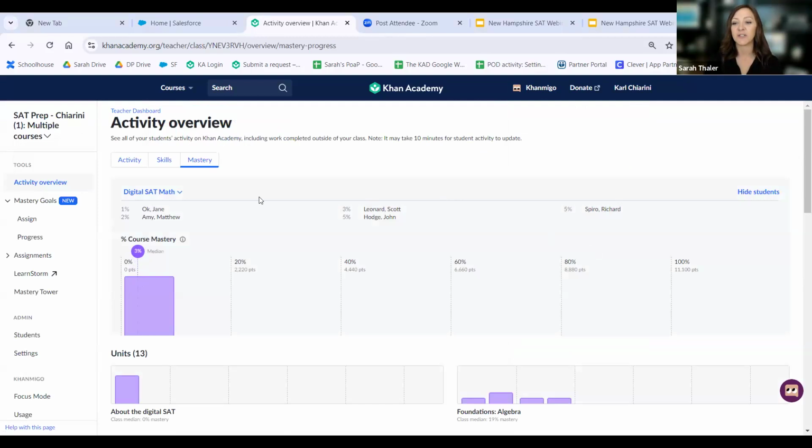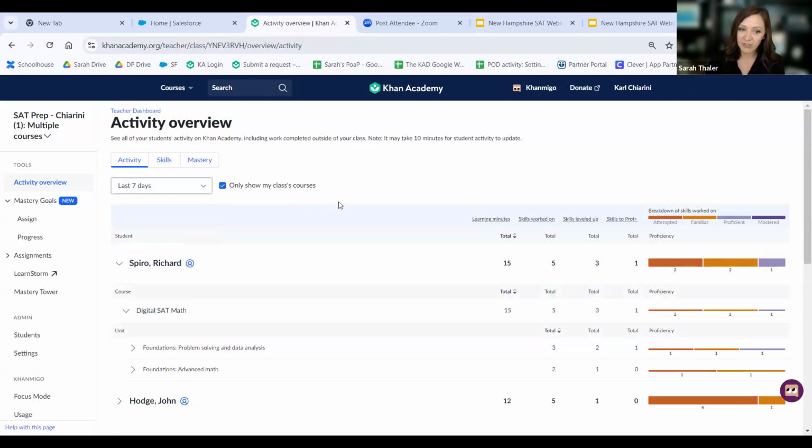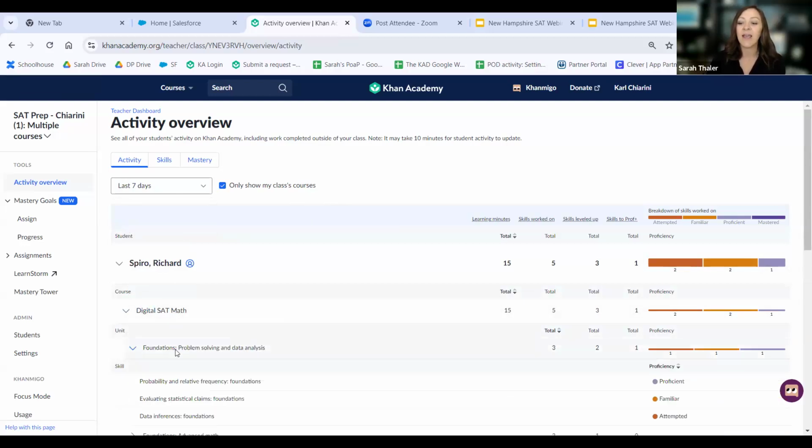So if I go down to my SAT prep class, from a teacher standpoint, let me go to the activity overview. The first tab is just a general sense of how your students have been doing in a particular time frame. So you can see what Richard's been doing. You can see that he's been working in SAT math. You can look at the particular units that he's been working on, and you can even drill down into the specific skills that he's been working on. So Richard has been spending 15 minutes during the last 7 days. He's worked on 5 skills. He's leveled up 3. And he's gotten 1 to proficient or mastered of those 3.